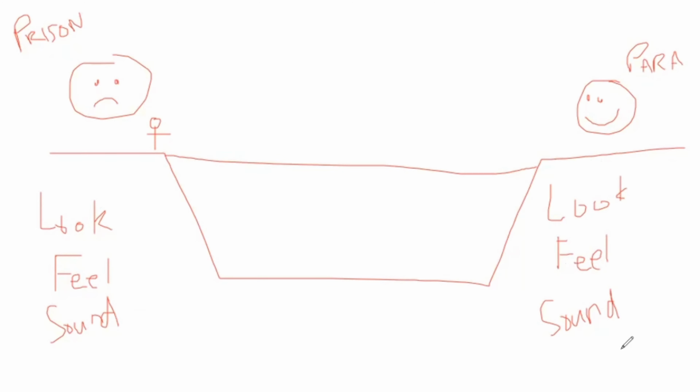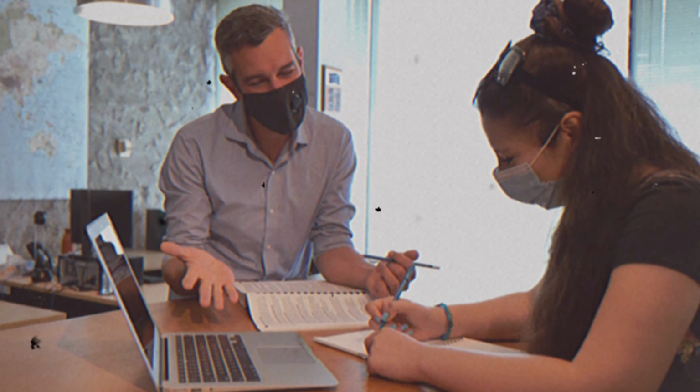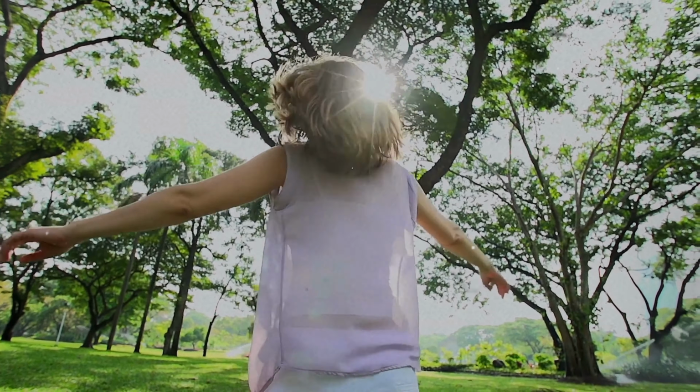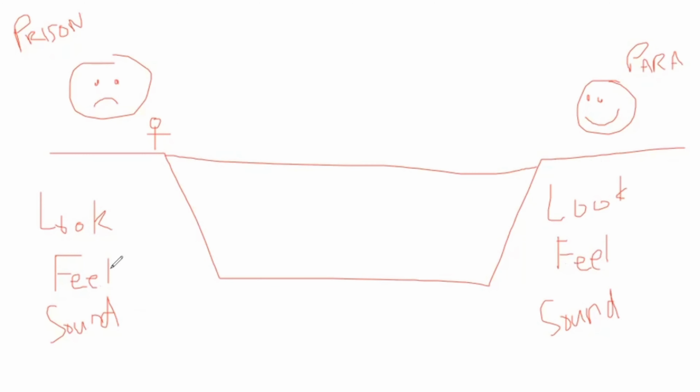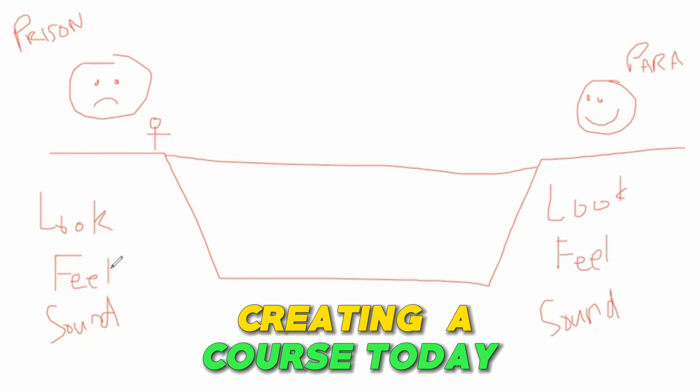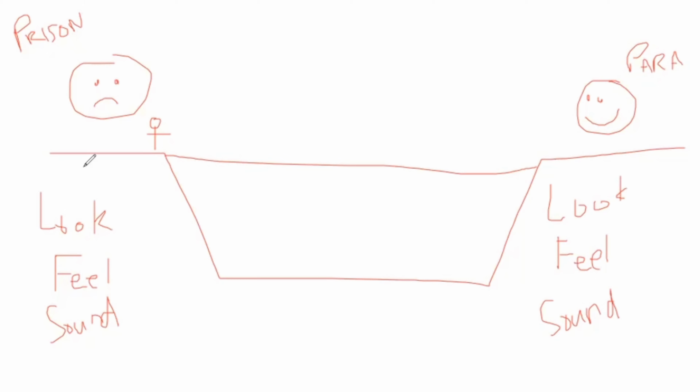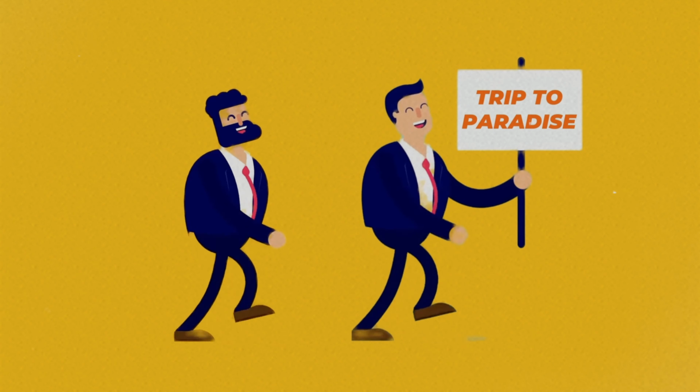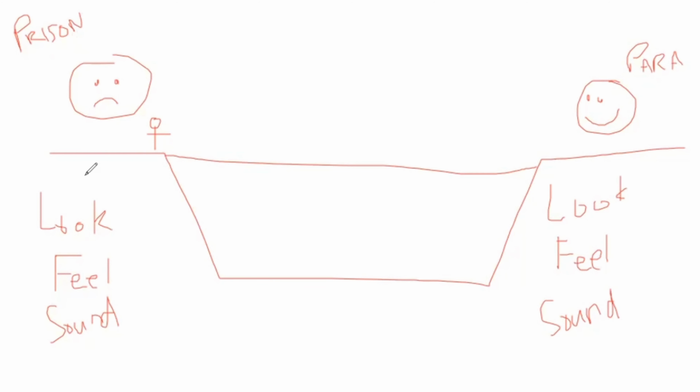Like if you followed the person who has the results, who has gone through your course and has the transformation, this is going to help you start creating marketing copy. But for the sake of creating a course today, it's going to get us really clear: okay, I have to take them from prison to paradise. Here's what their life looks like before my course, and here's what it'll look like after my course.